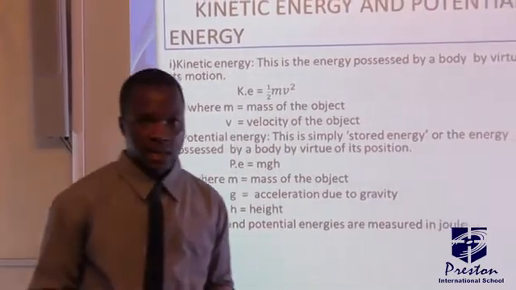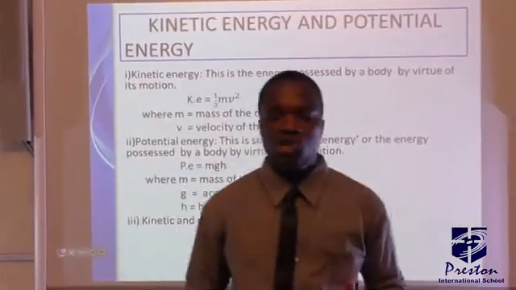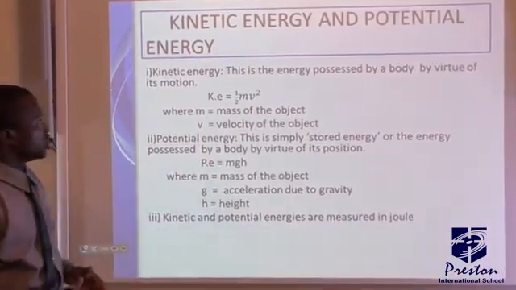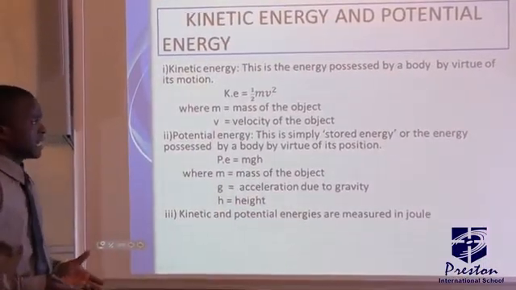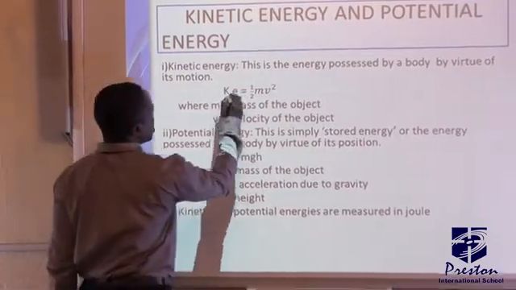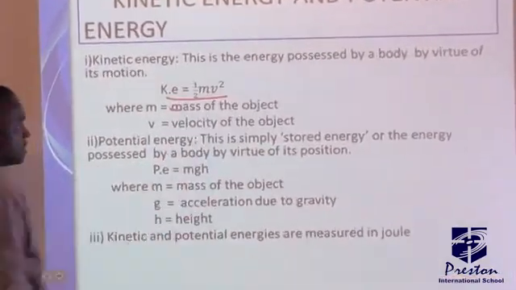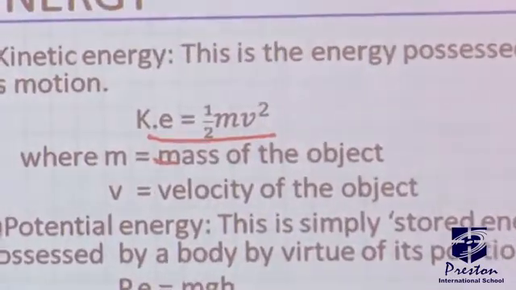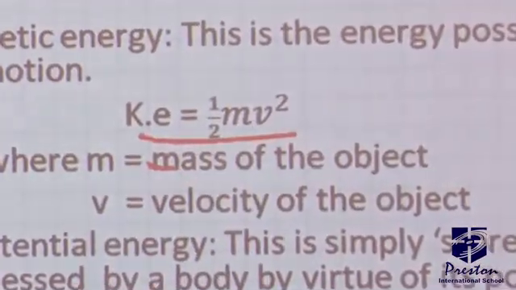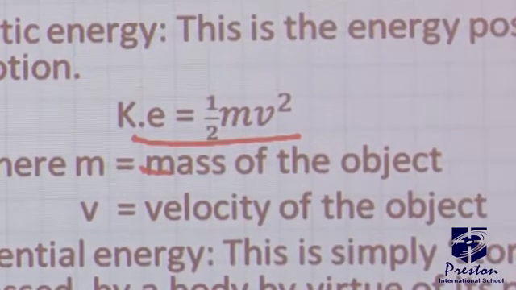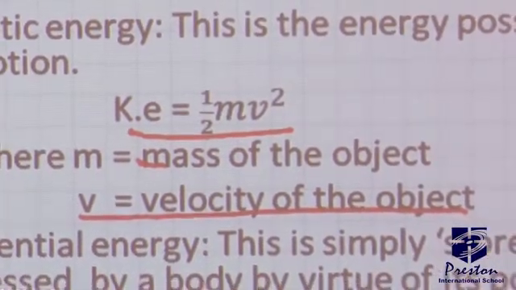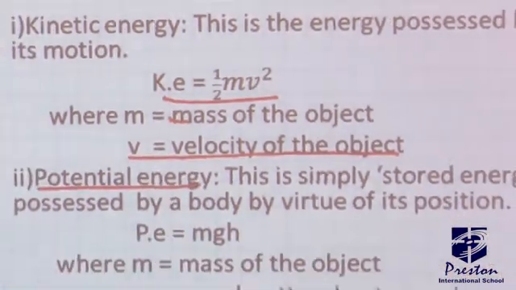What is kinetic energy? Kinetic energy is the energy possessed by a body by virtue of its motion. And it is given as KE is equal to half mv squared. The KE there stands for kinetic energy. The m here is the mass of the object you are considering, while the v is the velocity of the object.